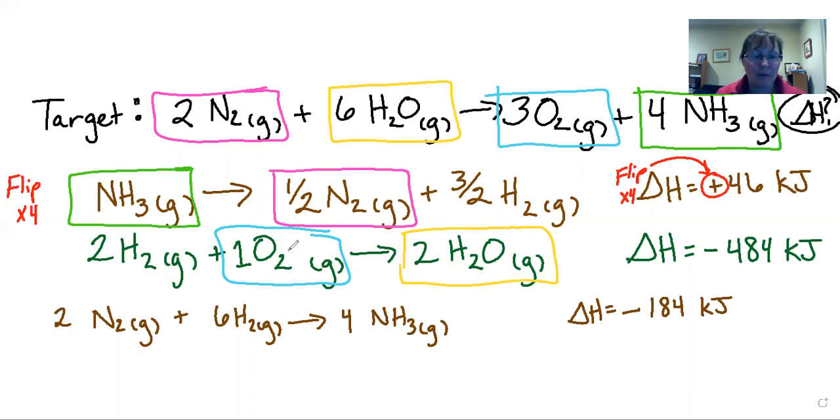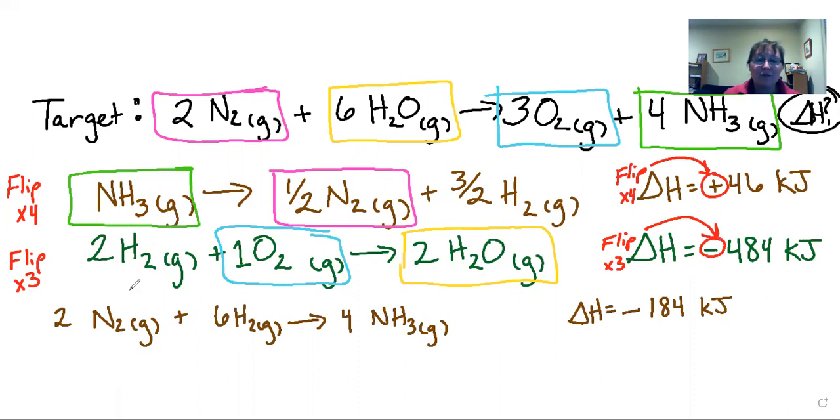Now let's look at the one that we have down here. I need 3 moles of oxygen in my products, but I have 1 mole of oxygen in my reactants. I need 6 moles of water in my reactants, but I have 2 moles of water in my products. So what that means is, first of all, I need to flip this one around also, and I need 3, so I'm going to multiply it by 3. Because I do that, I also need to flip my delta H and multiply it by 3. And again, that means I'm going to change my sign.